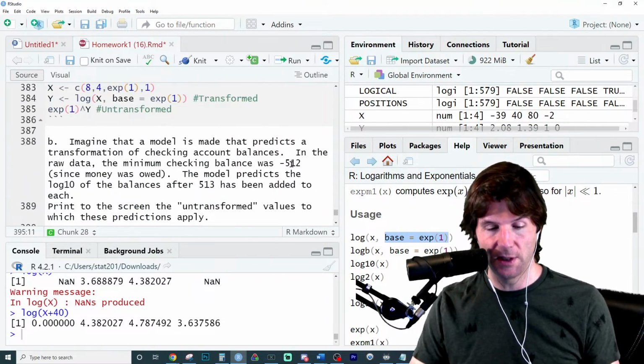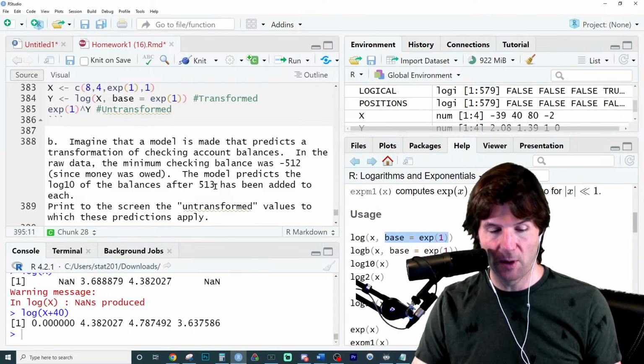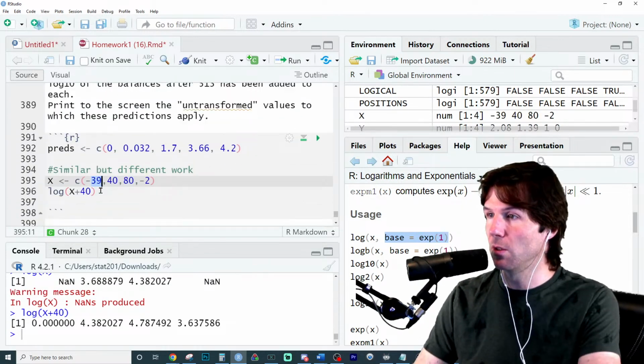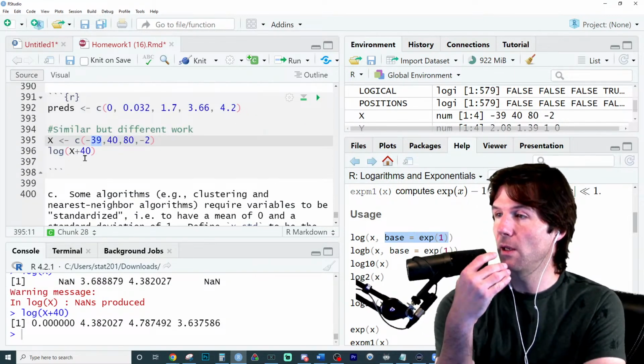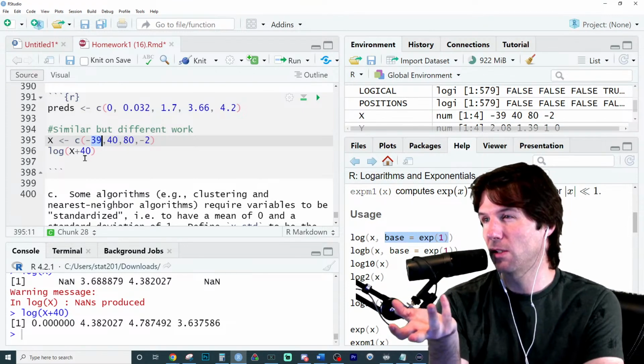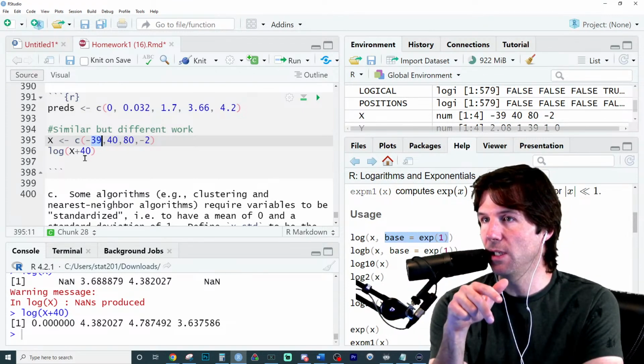And look at how yours is different than mine. The model predicts, and you're doing different loggings, you're doing different addings. But if we take the log base e of something, it's still logging it. And we're adding 40 to set them equal to 1.